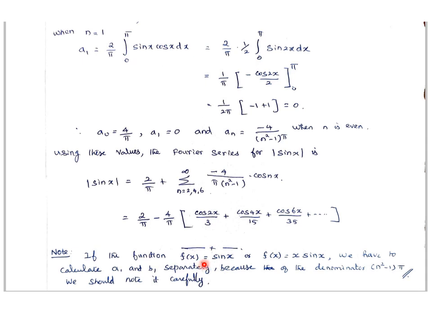If the function f of x is sin x or f of x is equal to x into sin x, we have to calculate a1 and b1 separately, because the denominator n square minus 1 into pi will become as 0. Therefore, we should note it carefully. Like this, we can solve the Fourier series. At this, we can express the given function in terms of Fourier series in a simple way by identifying whether the given function f of x is an odd function or an even function. Thank you.